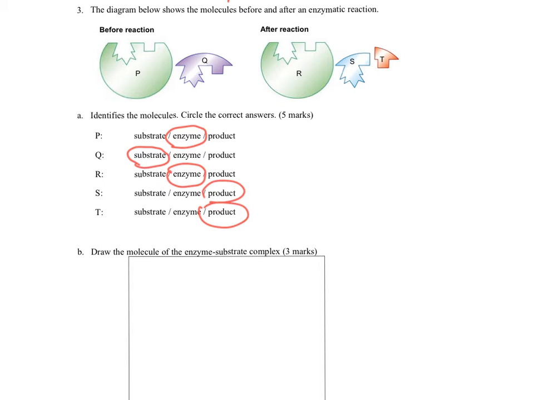To draw the enzyme-substrate complex, you may draw the enzyme first, that is P, followed by the substrate, Q. Some of you may have a straight line across Q. However, this will show the product, not the enzyme-substrate complex, so the straight line can be omitted.